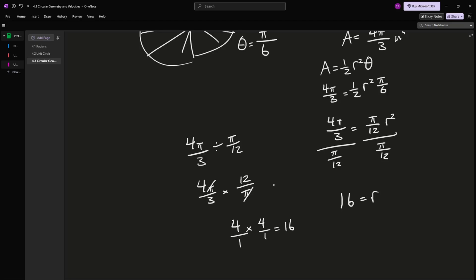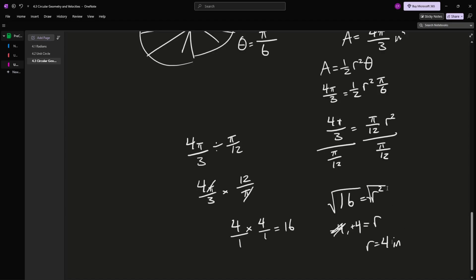16 equals r squared. I want to square root it to get r equals -4 and +4. And my radius can't be a negative. I can't have a negative length. So I get rid of that. My radius is +4. R equals 4 inches.